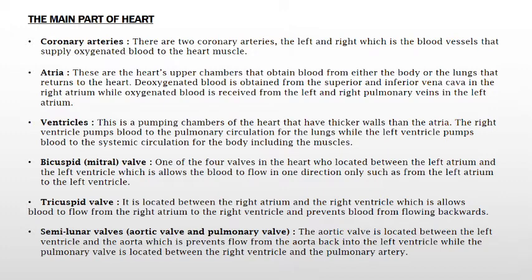The sixth, semilunar valves: the aortic valve and the pulmonary valve. The aortic valve is located between the left ventricle and the aorta, which prevents flow from the aorta back into the left ventricle, while the pulmonary valve is located between the right ventricle and the pulmonary artery.